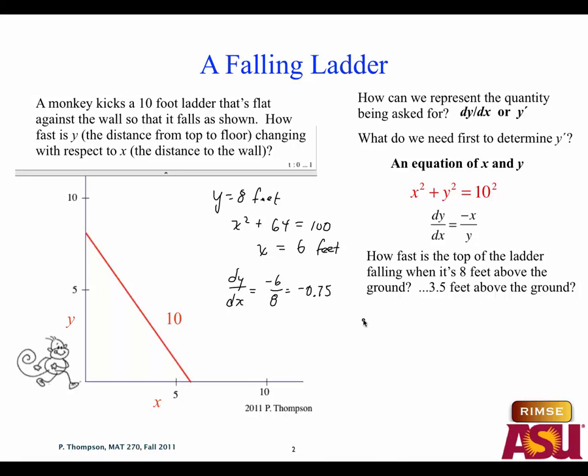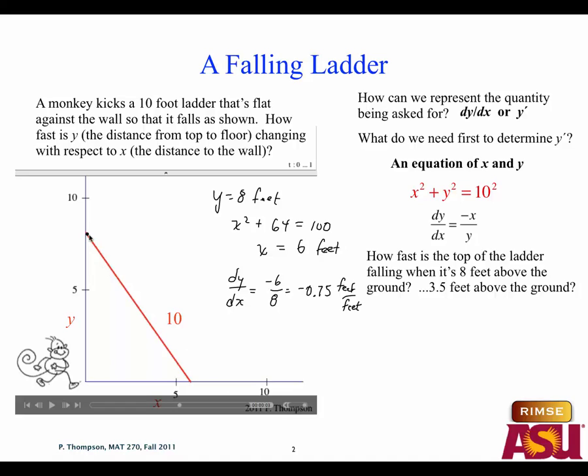What is the units on that? What's the units on that number? Feet per feet. Vertical feet per horizontal feet. So feet per feet. What does negative 0.75 mean? Does it mean that for every foot x moves to the right, y is coming down 0.75 feet? Okay, he said for every foot that x is moving to the right, the top of the ladder comes down 0.75 feet. What do we think?